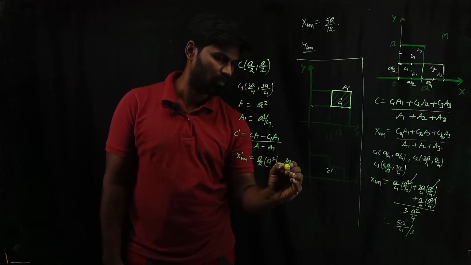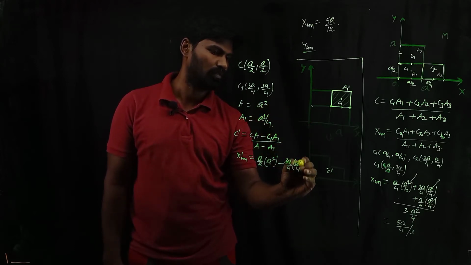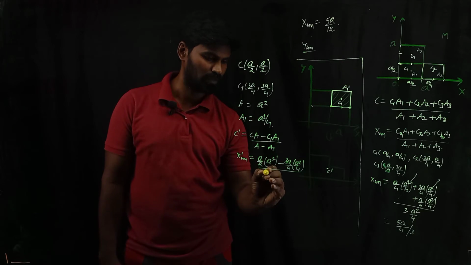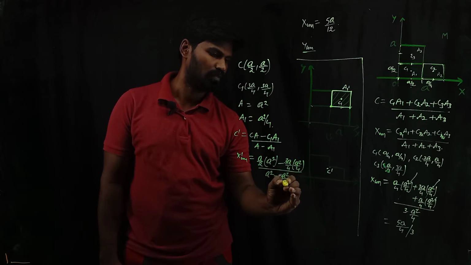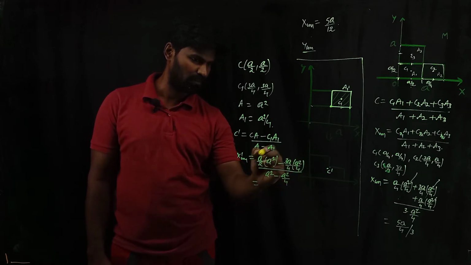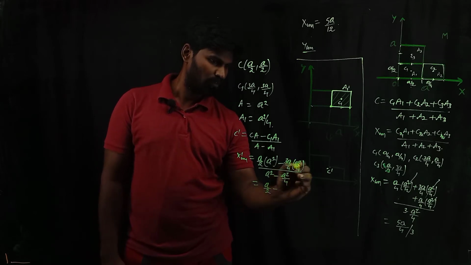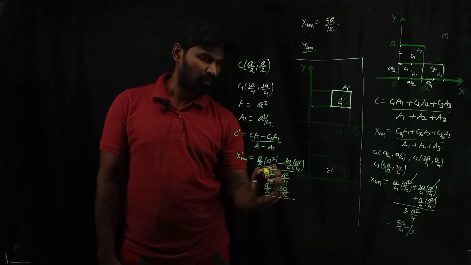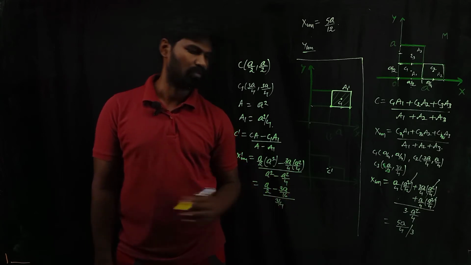into the area of the portion, that is A1, which is a square divided by 4, divided by A minus A1. The area of this plate is a square, minus A1, which is a square divided by 4. Now if you simplify, a square is common, so you can cancel out a square. Then you get a divided by 2 minus 4 fours are 16, 3a divided by 16, divided by 1 minus 1 by 4, which is 3 divided by 4.